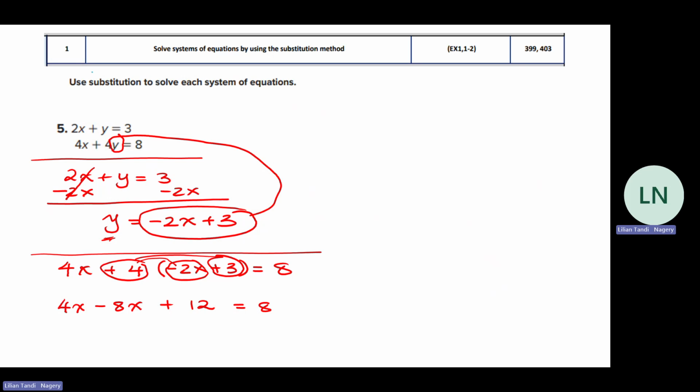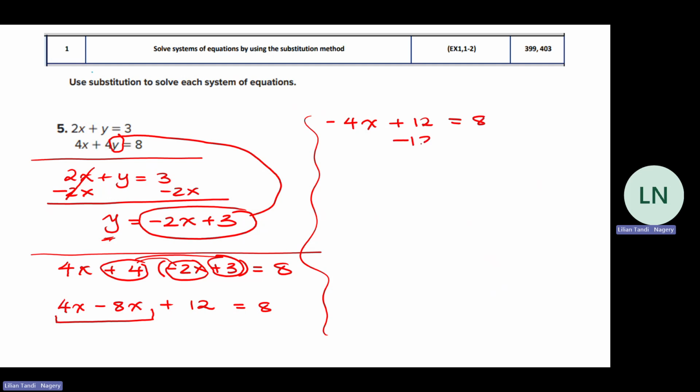Positive 4 times negative 2 is negative 8. Positive 4 times negative 2x will be negative 8x. Positive 4 times positive 3 will be positive 12. These are like terms, so that becomes negative 4x plus 12 equals 8.